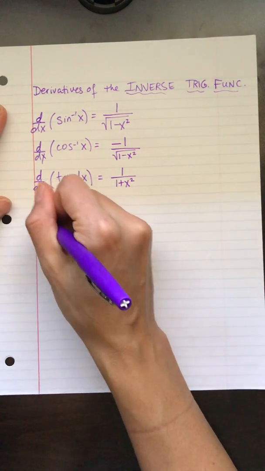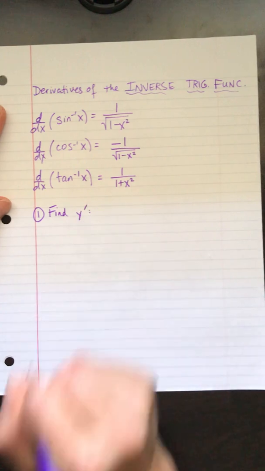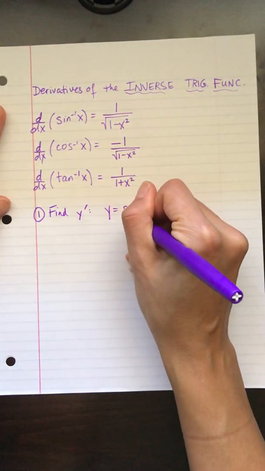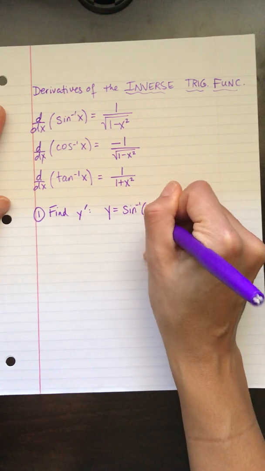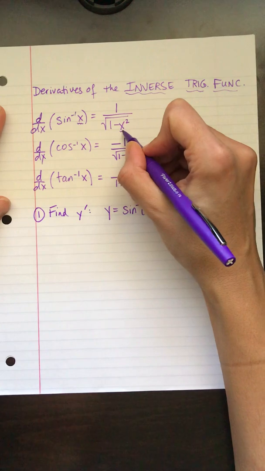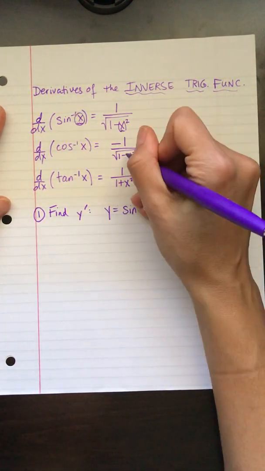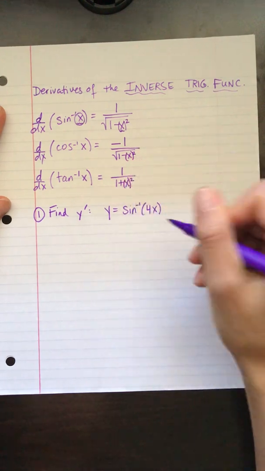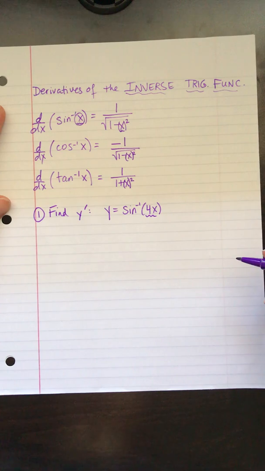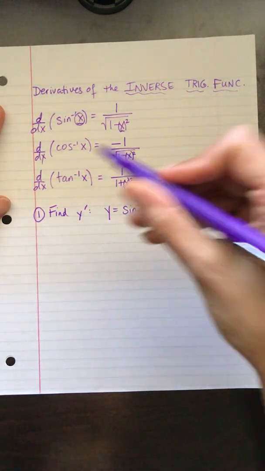Here we go. Find y prime. Find the derivative if the function is y equals the inverse sine of 4x. All right. So this is the argument, okay? Argument goes here. Please note our argument. Please don't forget chain rule, because chain rule says after you do the derivative, it's times the derivative of the argument.